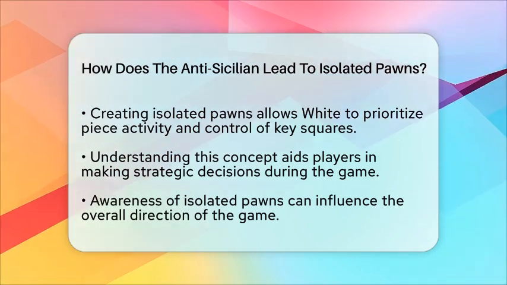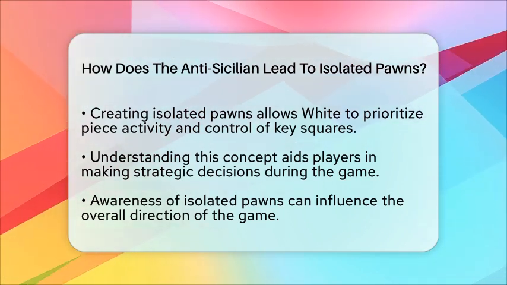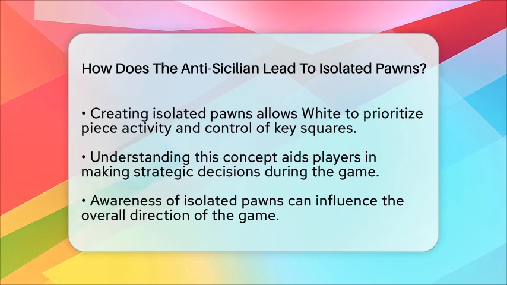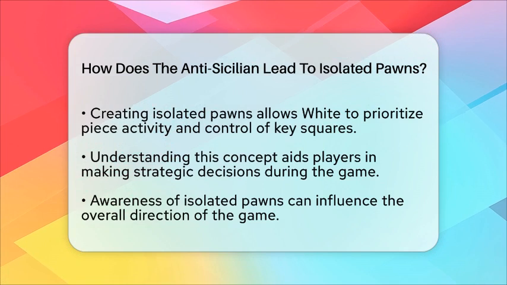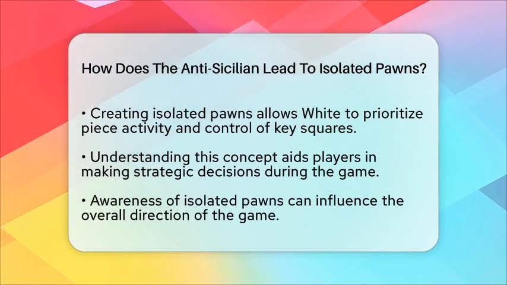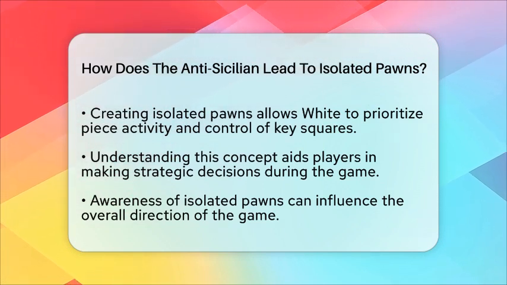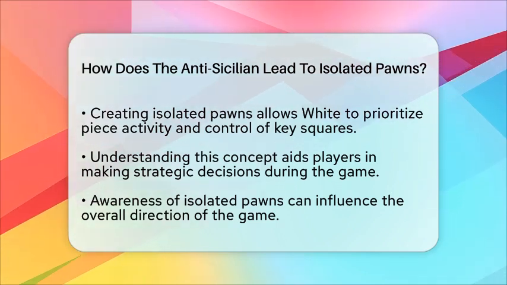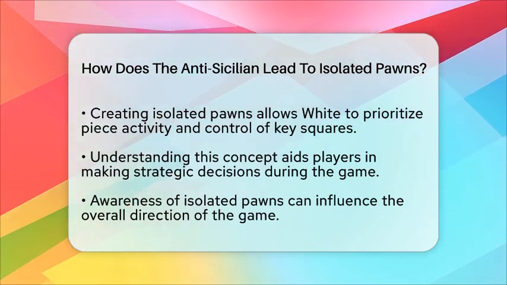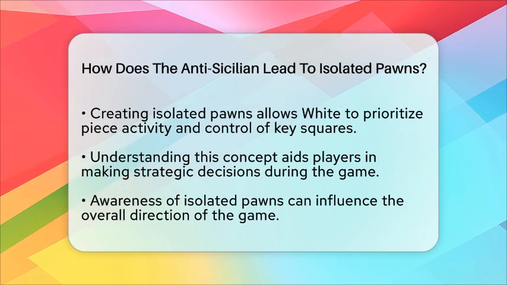Understanding how Anti-Sicilian openings lead to isolated pawns helps players make informed choices about their strategy. It highlights the importance of piece development and central control in chess openings, even when accepting potential pawn weaknesses. So, the next time you face the Anti-Sicilian, keep an eye on those isolated pawns and how they can shape the game.